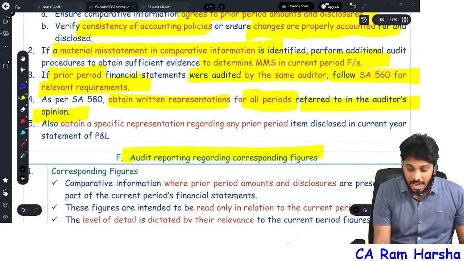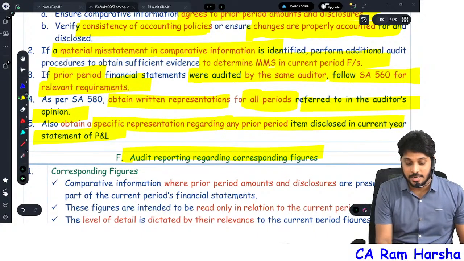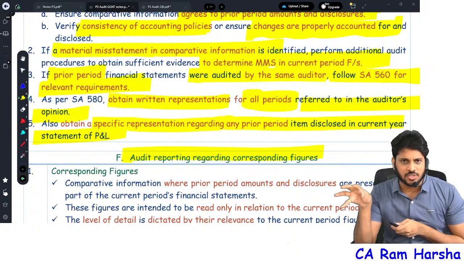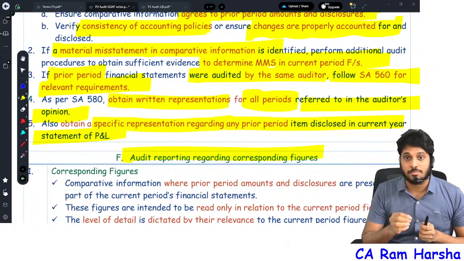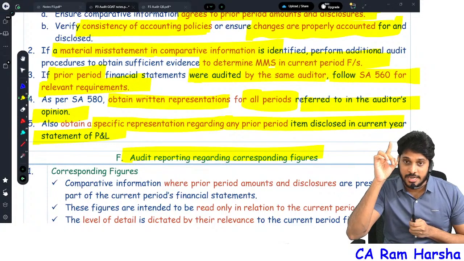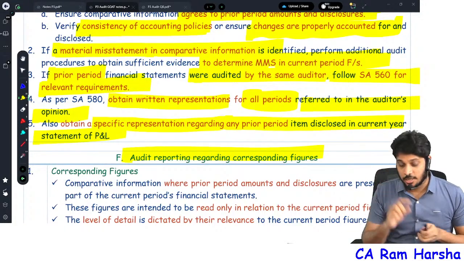Finally, I will get a specific representation regarding any prior period item disclosed in the current year P&L. Suppose the company has accounted prior period items in the current period. I have to ask management, please give me a specific representation that all the prior period items were correctly accounted and disclosed. I want a declaration. So I will ask for a representation.